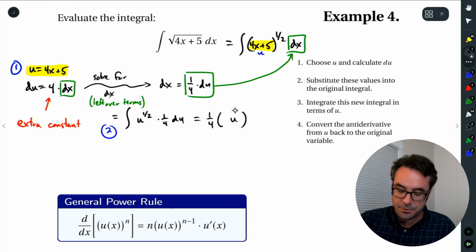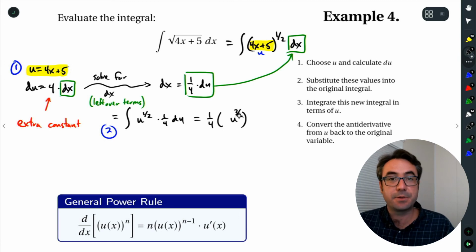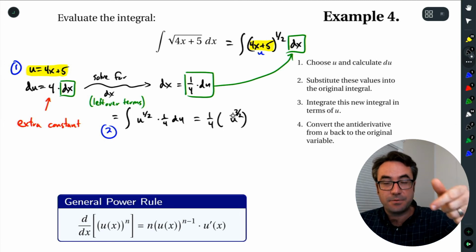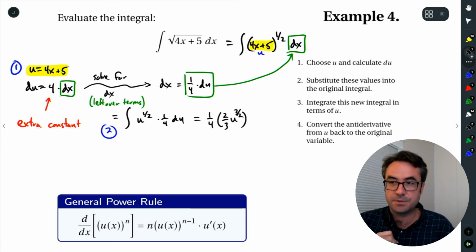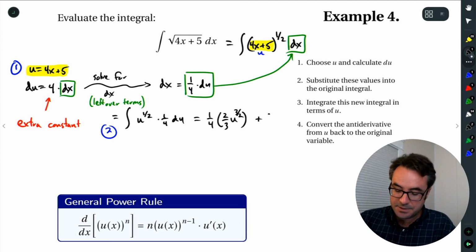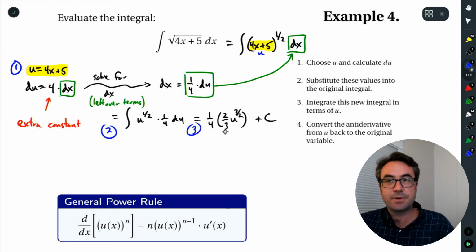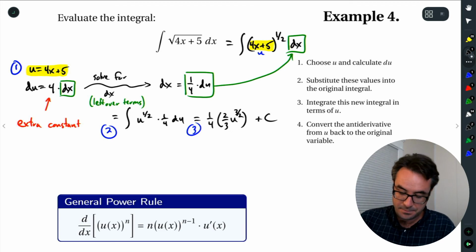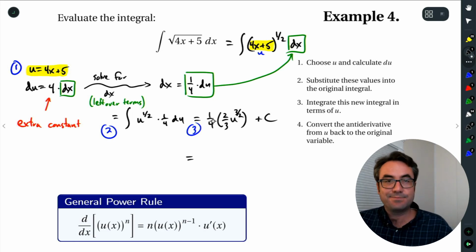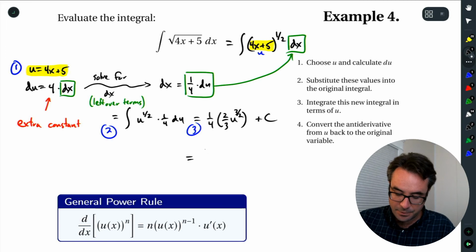So the variable is u. I add 1 to the exponent, takes me up to 3/2. Take this new exponent, flip it, put it in front of the u. So 2/3 goes in front. And then plus c. And that's step 3. That's actually getting the antiderivative. And then step 4, we're just about done. The only thing we need to do is convert back to x. And while we're at it, simplify if you can. So 1 over 4 times 2/3, there's a 2 here, and then there's a couple 2's in this 4. So some of the 2's cancel, and we end up with 1 over 6.